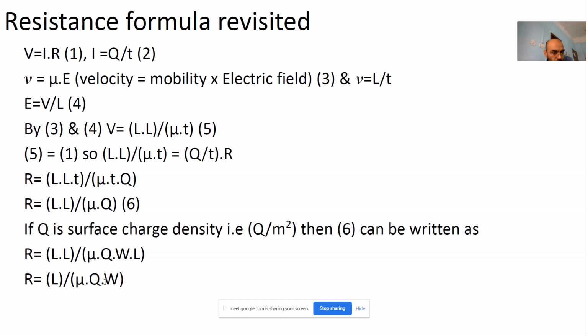No. Sir, you are replacing meter square by W into L, na sir? That means width into length. Yes, area, no? It is like area. If you're talking about area, yes, it is width into length. Surface charge density is per meter square. So meter square is area, and if I talk about surface charge density, then if it is meter square, it is obviously surface, so width into length will only come, right?